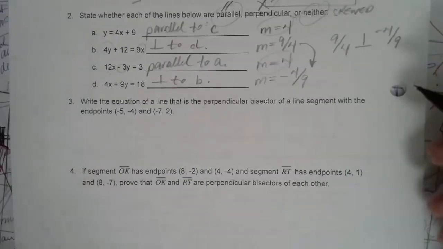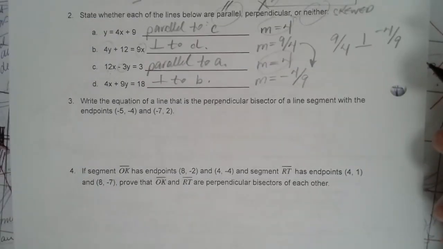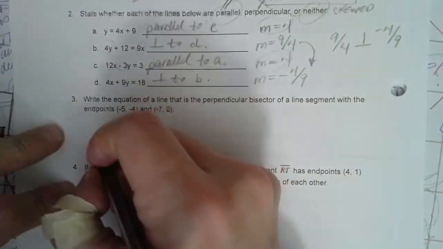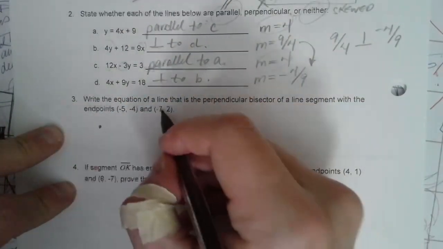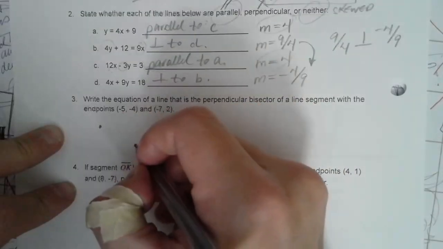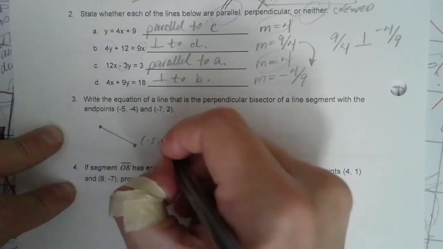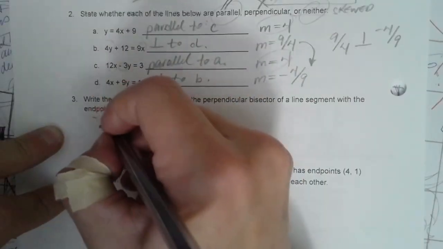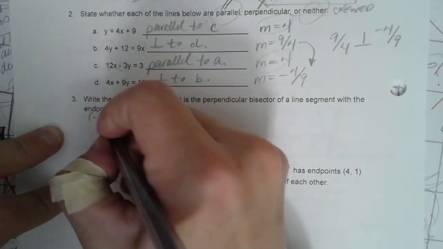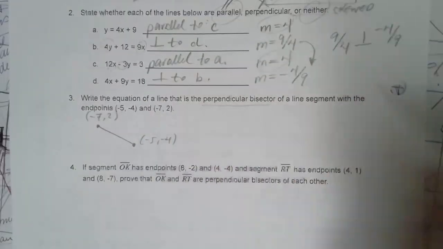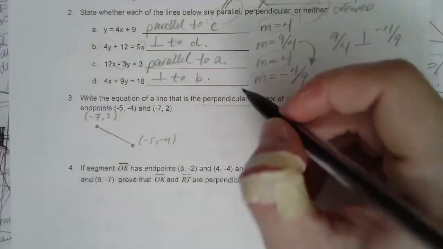All right. So to write an equation of a line that is the perpendicular bisector of a line segment with endpoints, this and this, I'm going to draw a picture. So -5 and -4, that's my first point. My other point is -7 and 2. -7 and 2. So to find the perpendicular bisector, I need to find a line.